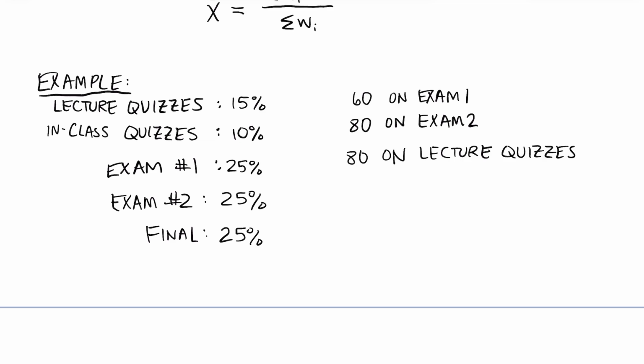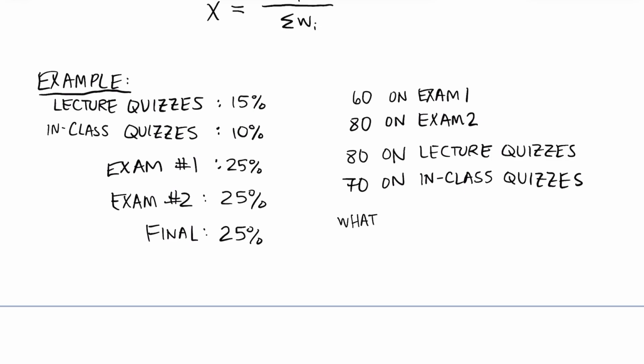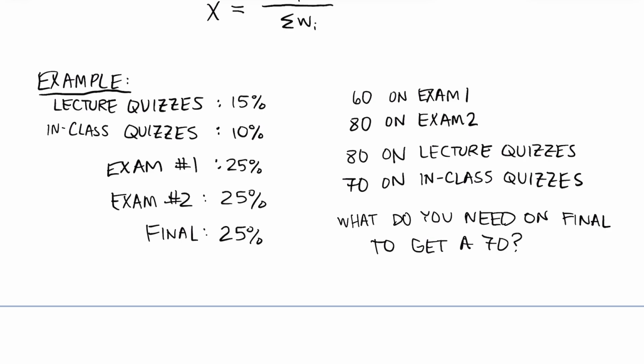But maybe you struggle with the in-class quizzes. Let's say that your average is maybe a 70 on the in-class quizzes. And the question is, what do you need on the final exam to get a 70 overall score in the class.